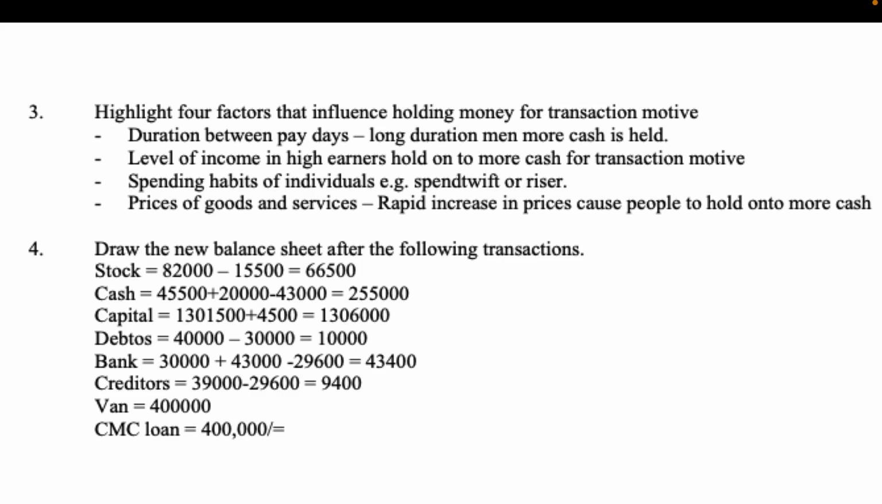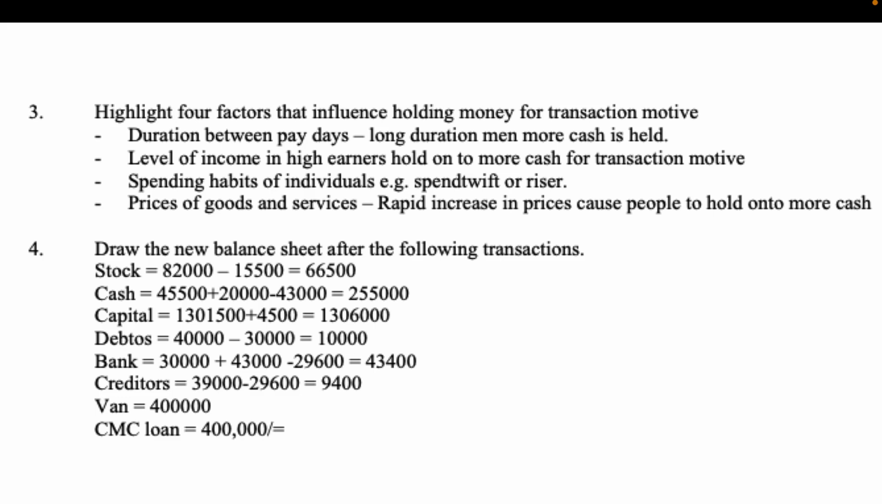Highlight 4 factors that influence holding money for transaction motive. Duration between pay days: the longer the duration, the more cash is held. Level of income: high earners hold on to more cash for transaction motive. Spending habits of individuals, e.g. spendthrift or saver. Prices of goods and services: a rapid increase in prices causes people to hold on to more cash.